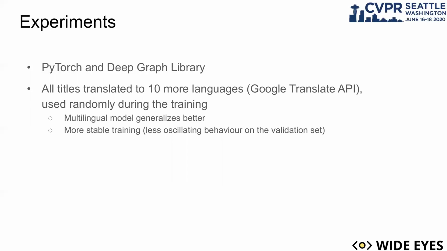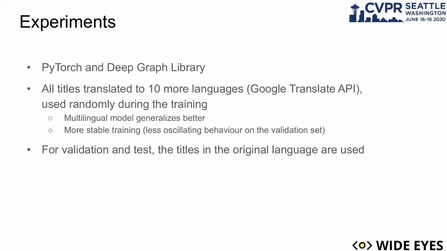And although we have the titles in 4 languages, since we use a multilingual BERT model, we translate all the titles to 10 languages, which include the 4 languages that I mentioned. And we use them randomly during the training. We do that because we see that the multilingual model generalizes better. It gives us more stable training. We see fewer oscillations on the validation set. Therefore, we use more languages for the training. But for validation and test, the titles in the original language are used.